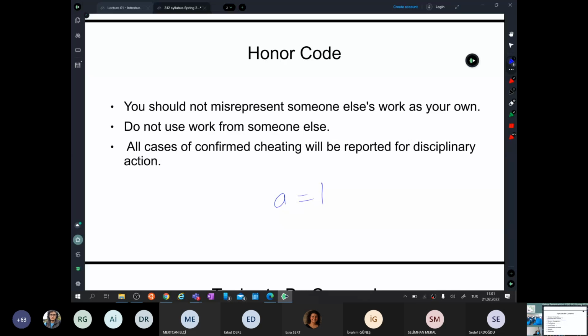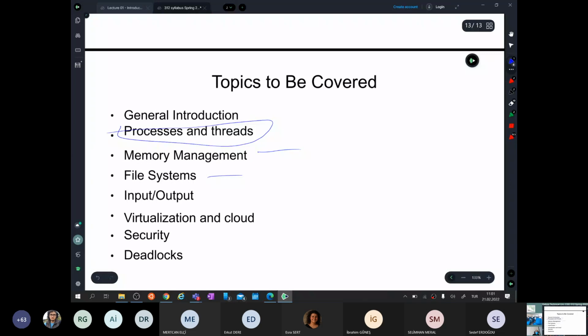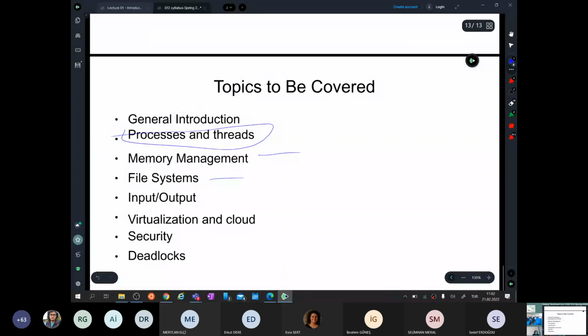Okay. So I think I am going to spend a few weeks on this general introduction first. Then we are going to talk about CPU, central processing unit. Then we are going to talk about memory, then the file systems, how we store our data on our secondary storage, then how we do input output. Virtualization and cloud are becoming very, very important. As I said before, even we are doing our homeworks on a VirtualBox, right? And then the security and deadlocks. If I have time, I will talk about it.